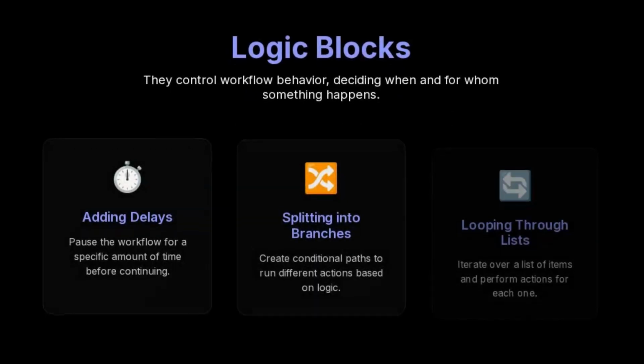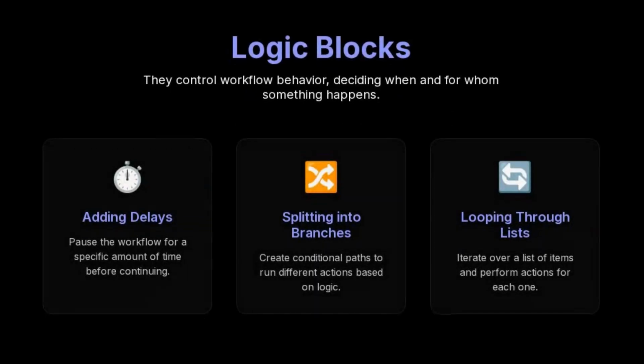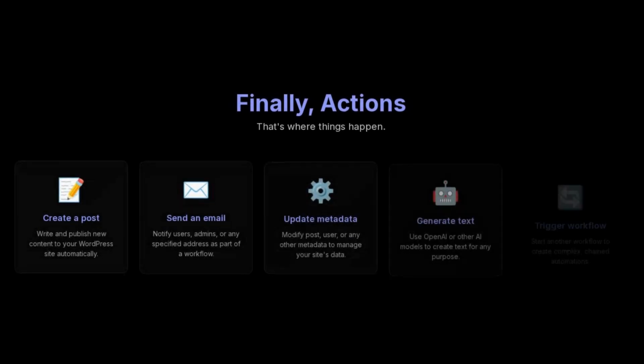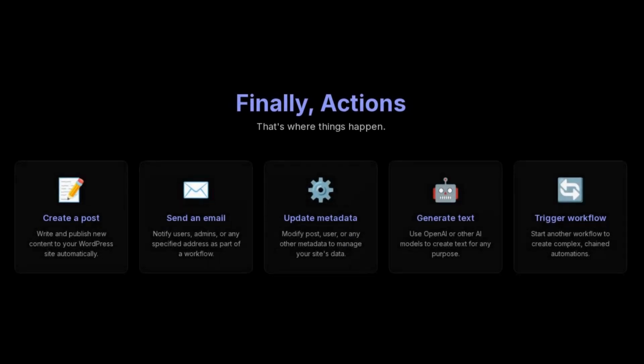Next are logic blocks. They control how your workflow behaves, adding delays, splitting into branches based on conditions, or looping through lists of items. Simply put, logic decides when and for whom something happens. And finally, actions. That's where things actually happen. You can create a post, send an email, update metadata, generate text with OpenAI, or even trigger another workflow. Basically, everything that makes your WordPress smart and alive.